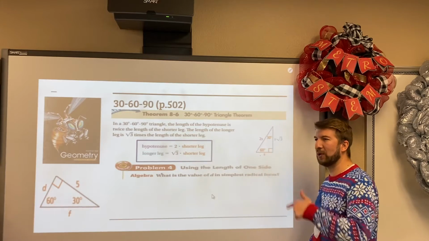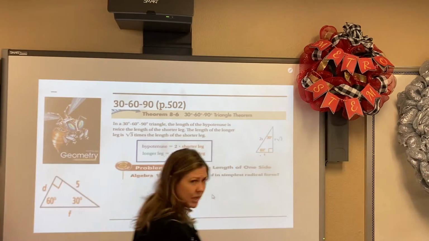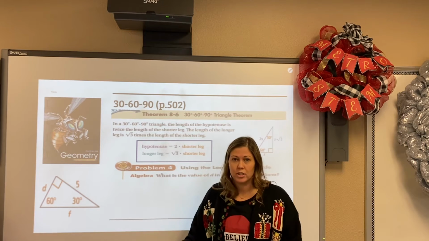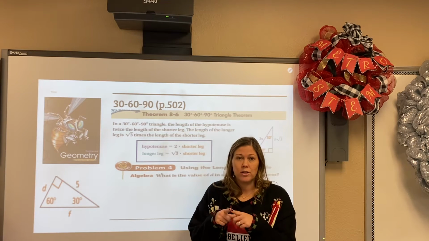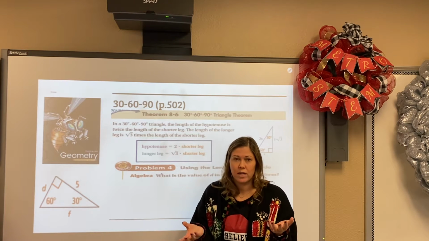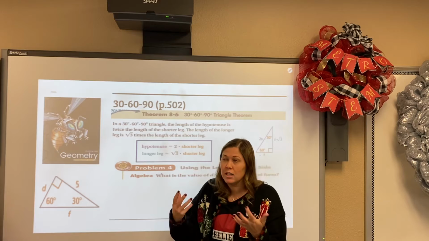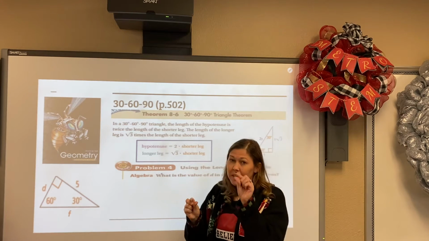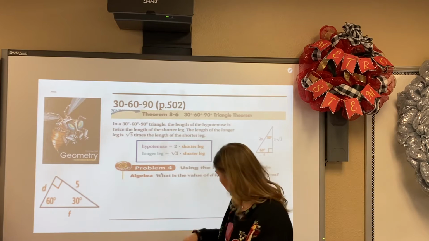Miss Colette, come show us 30, 60, 90 triangles. Let's talk about 30, 60, 90. The reason why it's called a 30, 60, 90 triangle is because in that triangle you have 30 degrees, 60 degrees, and 90 degrees. Like 45, 45, 90, you had 45 degrees, 90 degrees. So in a 30, 60, 90 triangle, it's a little bit trickier, but you guys are professionals, you got it.